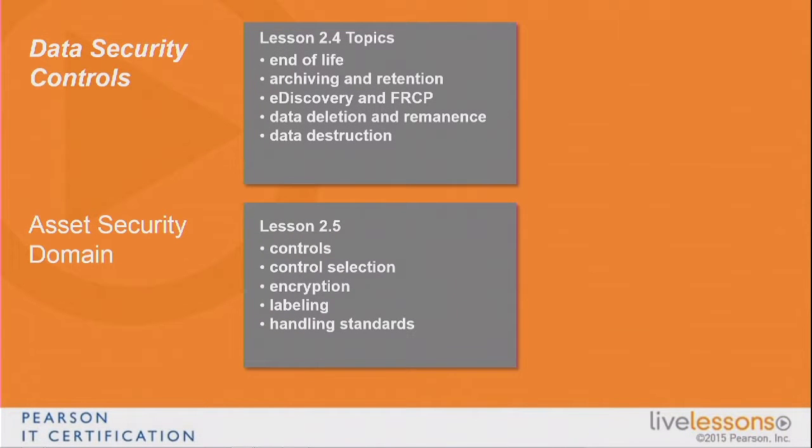In the third category, data security controls, we have two lessons, Lesson 2.4 and Lesson 2.5. In Lesson 2.4, we look at what happens to data at end of life, including archiving and retention. We study e-discovery and the Federal Rules of Civil Procedure, data deletion and data remnants, and then best practices around data destruction. In Lesson 2.5, we're looking at some data security controls and how to select the controls. We get introduced to encryption as the universal control, labeling, and handling standards. So again, Lessons 2.4 and 2.5 both are about data security controls.